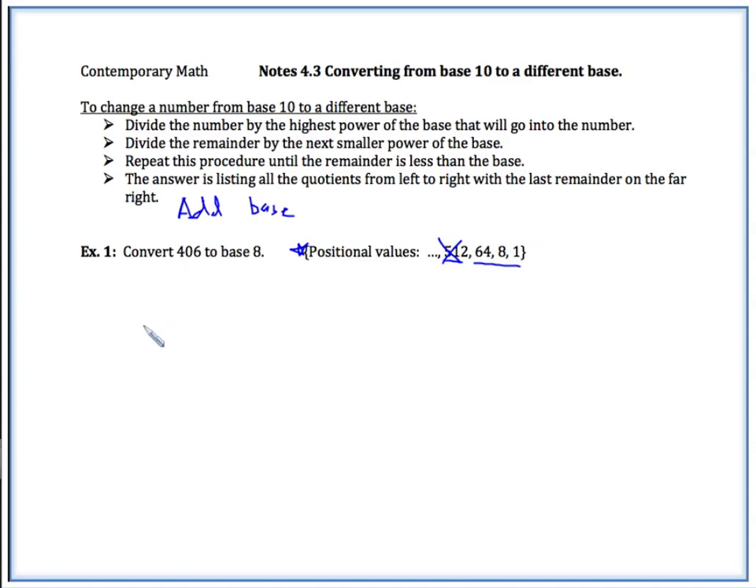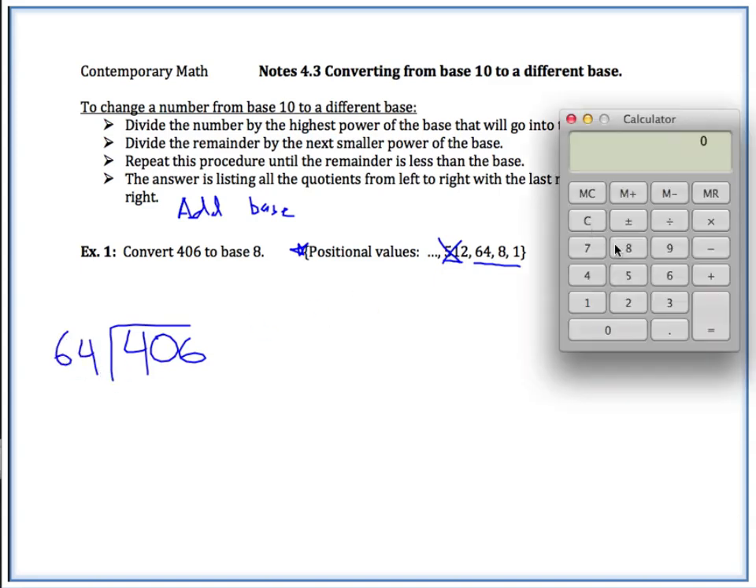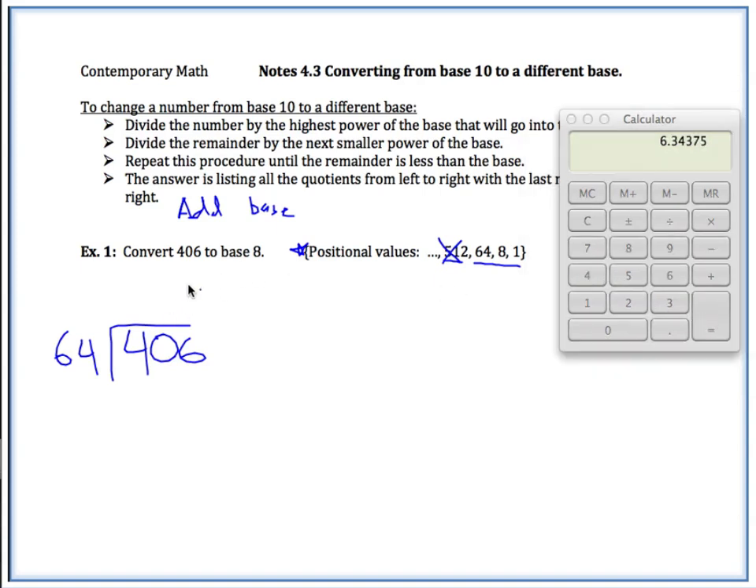So we're going to start by dividing the number by the largest place value that will fit into it. So 512 didn't, meaning we're going to divide by 64. So we're going to do 406 divided by 64, and that gives us 6. So we have 6 groups of 64. We're going to find out how many are left over.